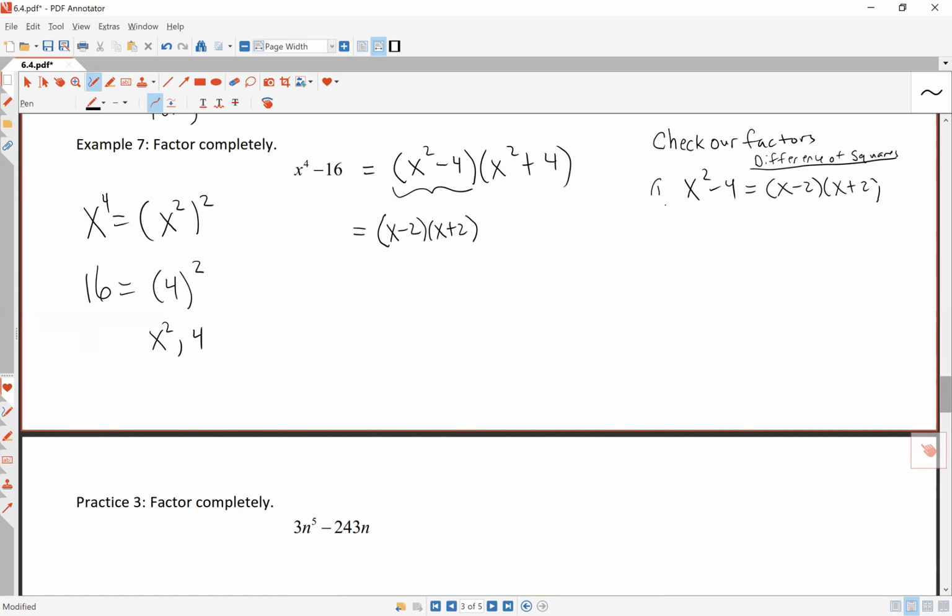The second factor that we propose is x squared plus 4. This one is not a difference of two perfect squares. It's called the sum of squares. This one we don't have a formula for. We have a formula for the difference of squares, but not the sum of squares. So then you ask yourself, how would this thing factor? Or even, does it factor?